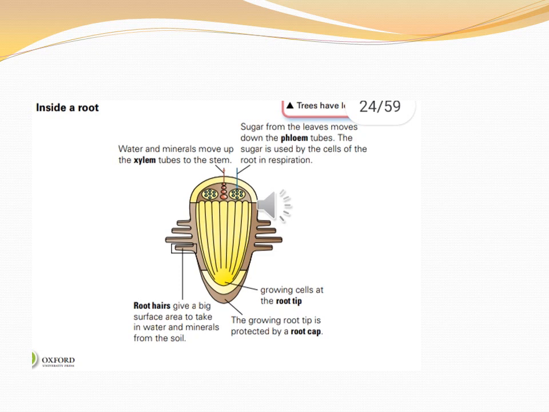There are small outgrowths known as root hairs, and root hairs are responsible for the absorption of water and minerals. They basically increase the surface area for the maximum absorption of water and minerals. Inside the root there is a root tip containing growing cells, and these growing cells are responsible for the growth of our root. There is an outer covering known as root cap, and its function is protection of our root.